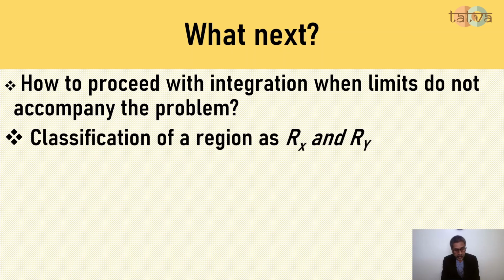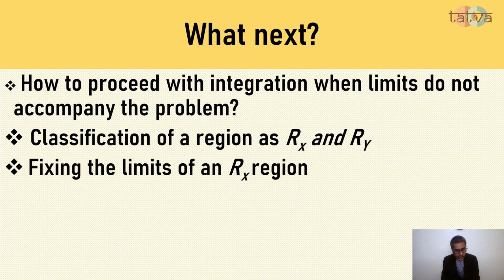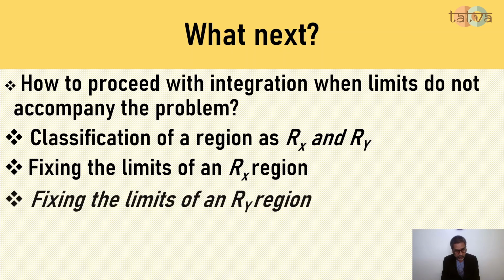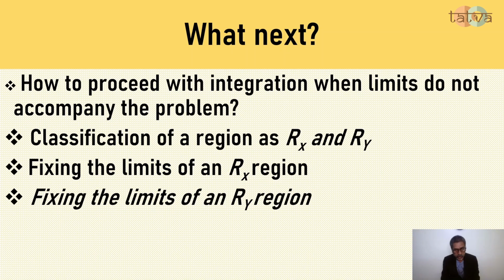Then we must learn types of regions. Two very important region classifications are the Rx region and Ry region, generally not published in many books. I'm going to take you through that particular concept. And then how to fix. First of all, we must understand what is an Rx region. Then once Rx region is understood, how do we fix the limits of an Rx region? In a similar way, having understood Ry, we must know how to fix the limits of an Ry region.